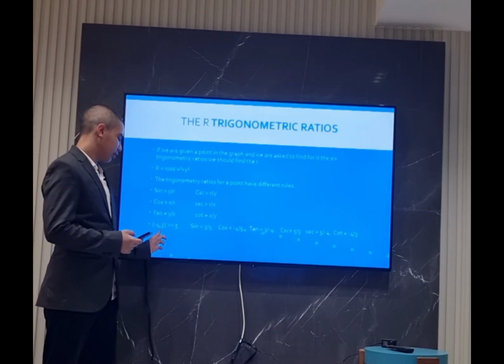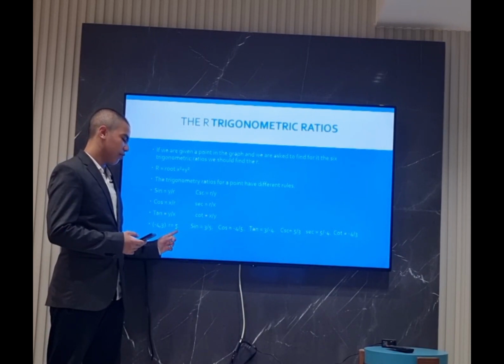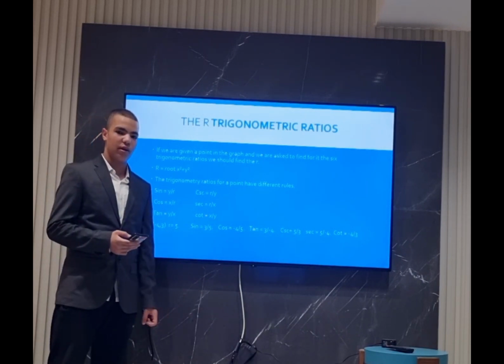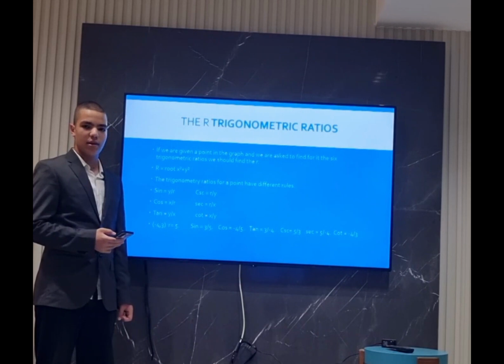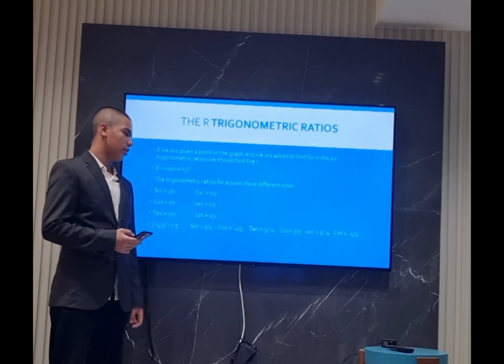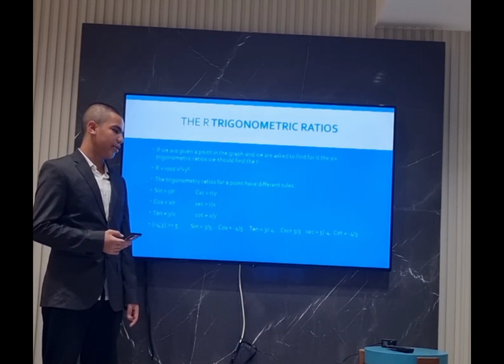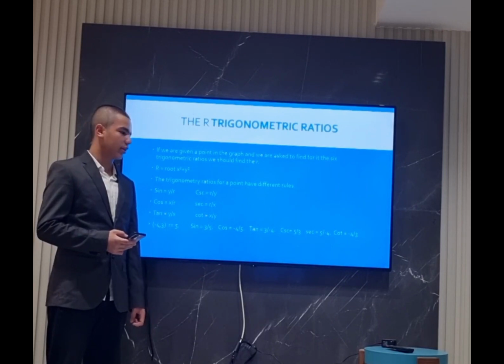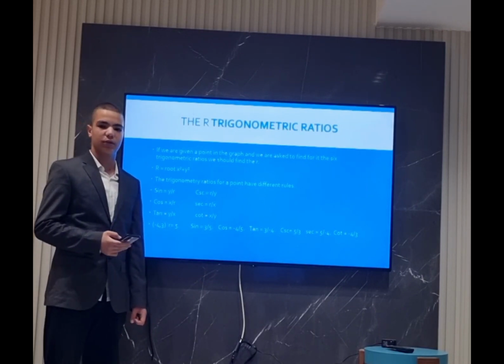So here for negative 4, 3, the r is equal to 5. The sine will be 3 over 5. The cosine will be negative 4 over 5. The tan will be 3 over negative 4. The cosecant will be 5 over 3. The secant will be 5 over negative 4. And the cotan will be negative 4 over 3.